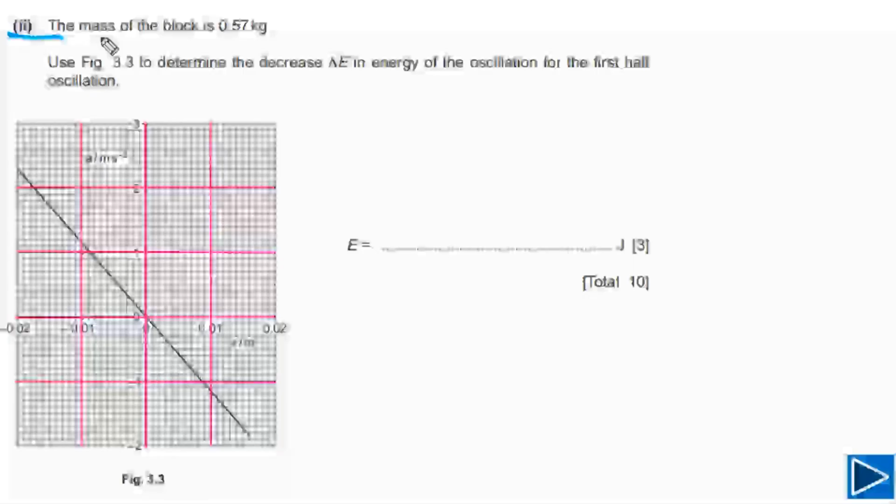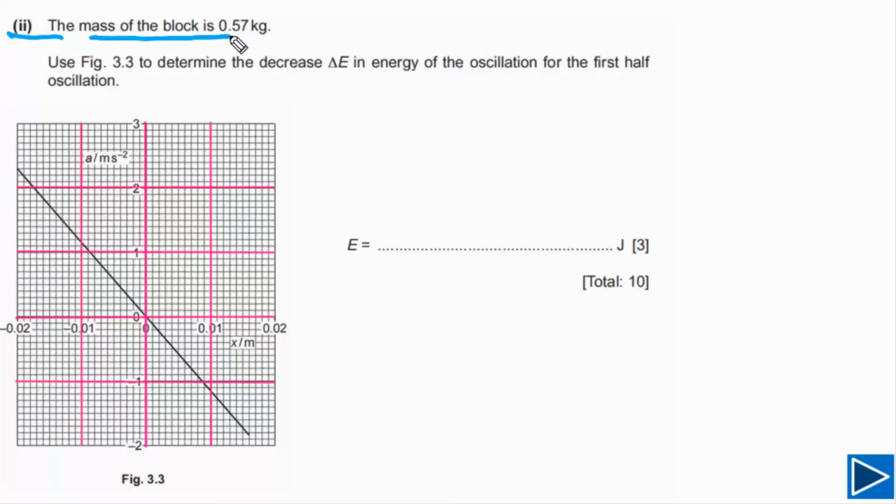For the second part, it is given to us that the mass of the block is 0.57 kg. Use figure 3.3 to determine the decrease delta E in energy of the oscillations for the first half oscillation. For the first half oscillation, we have already discussed that the negative maximum displacement is equal to negative 0.02 meters, and the positive maximum displacement is equal to 0.016.